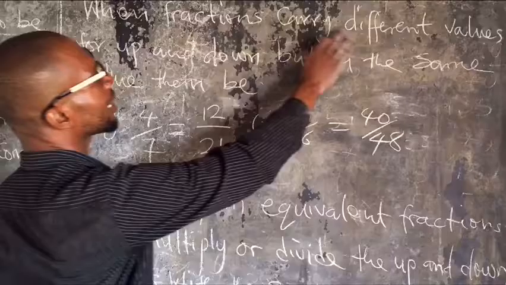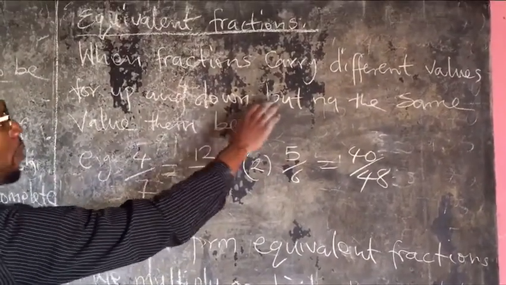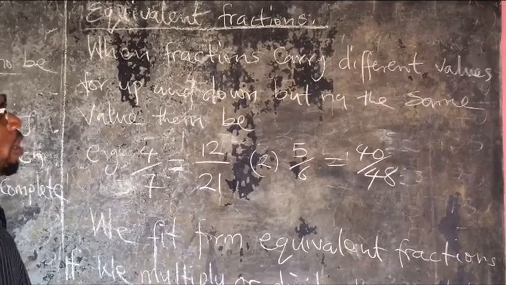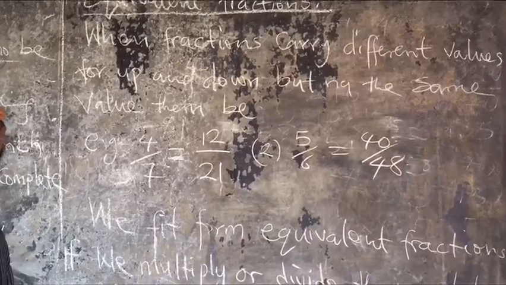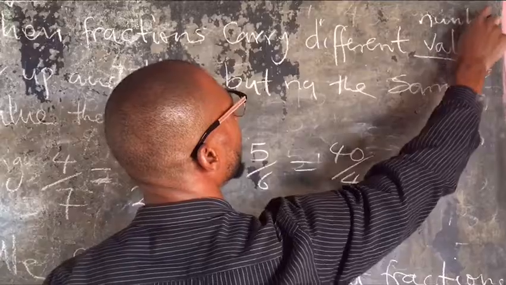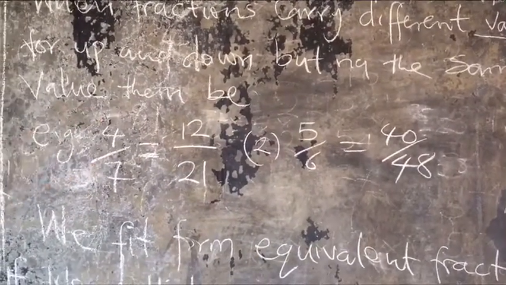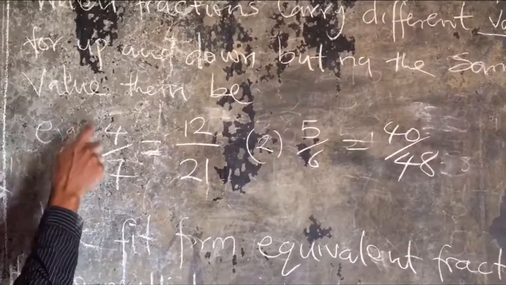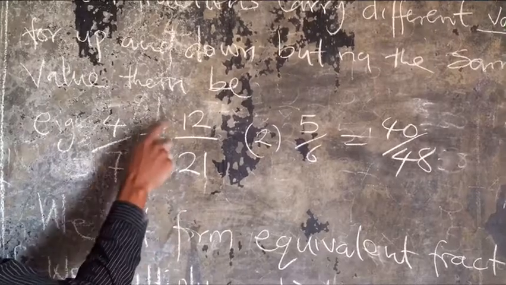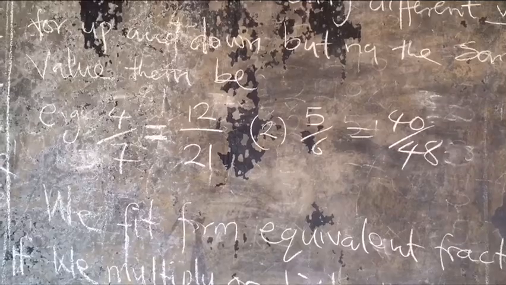When fractions carry different values on top and at the bottom, but they are the same value, then we call them equivalent fractions. So let me change this to numbers so that you don't get confused. Example, as this one is now, this one is 4 over 7, this one is 12 over 21. All of them are different numbers, but we can say they are the same thing.